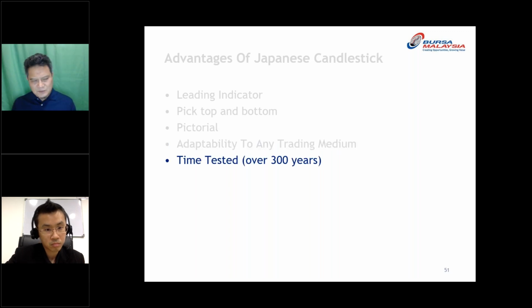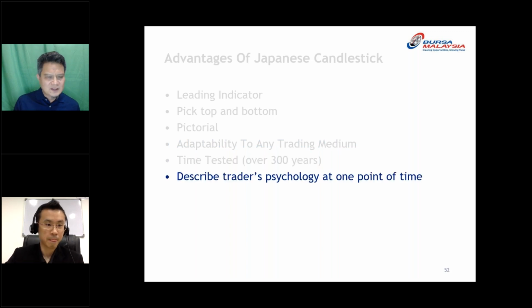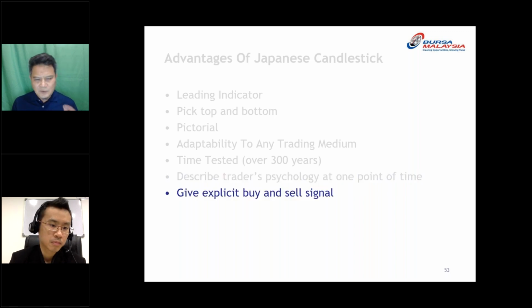It is time tested, used for more than 300 years, and it describes the trader's psychology at one point in time. Just by looking at the size and pattern of the candlestick, we can determine what kind of trading psychology there is at that particular time. Candlesticks can also give you explicit buy and sell signals.